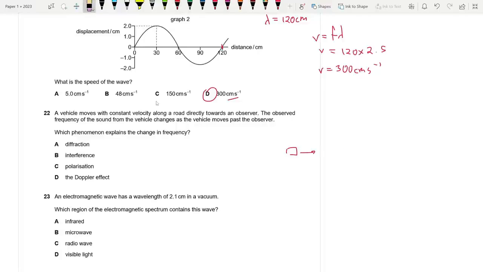Okay. So basically the observer is standing somewhere here. Now the vehicle moves past him or her. Which phenomenon explains the change in frequency? So what effect are we seeing? Overall, this effect is called the Doppler effect. When the vehicle approaches the observer, the frequency increases. When it goes away from the observer, he or she will listen to a lower frequency, right?